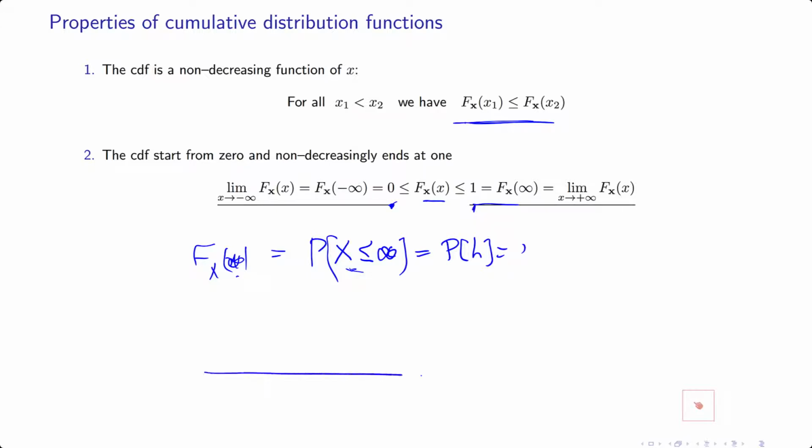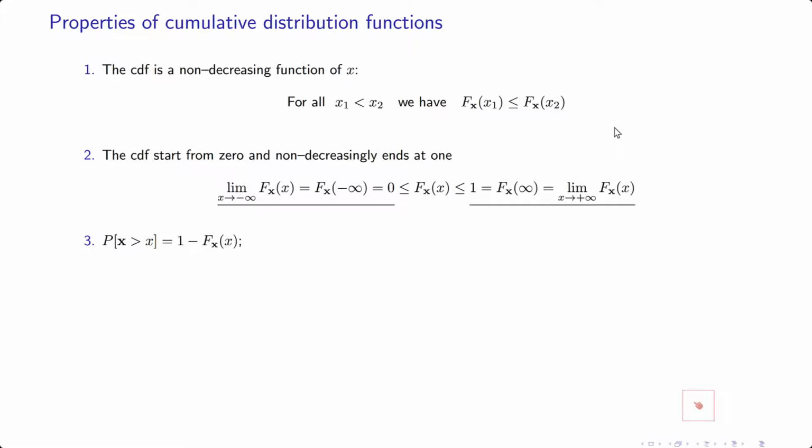So what it means is that at plus infinity you always have 1 asymptotically, at minus infinity you always have 0, and in between you could have increase or you could have constant. So these two properties mean that.